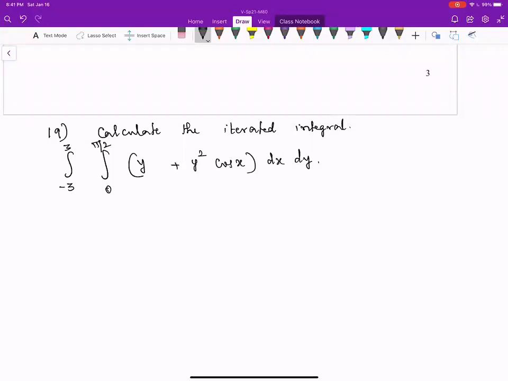Calculate the iterated integral, integral negative 3 to 3, integral 0 to pi by 2, of y plus y square cosine x dx dy. So the way you look at the problem is which one you need to integrate first. Always the inner integral first. So you have to integrate y plus y square cosine x from 0 to pi by 2 with respect to dx first.